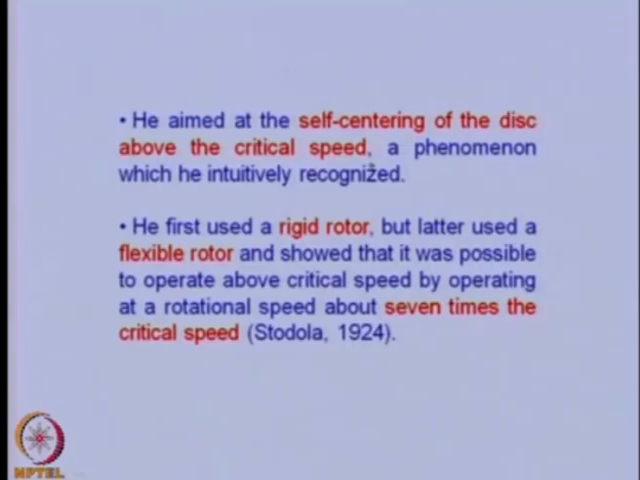That means it was operating in a more stable form. He first used a rigid rotor, but later used a flexible rotor and showed that it was possible to operate above the critical speed, operating at a rotational speed about 7 times the critical speed. So, that was the real experiment.